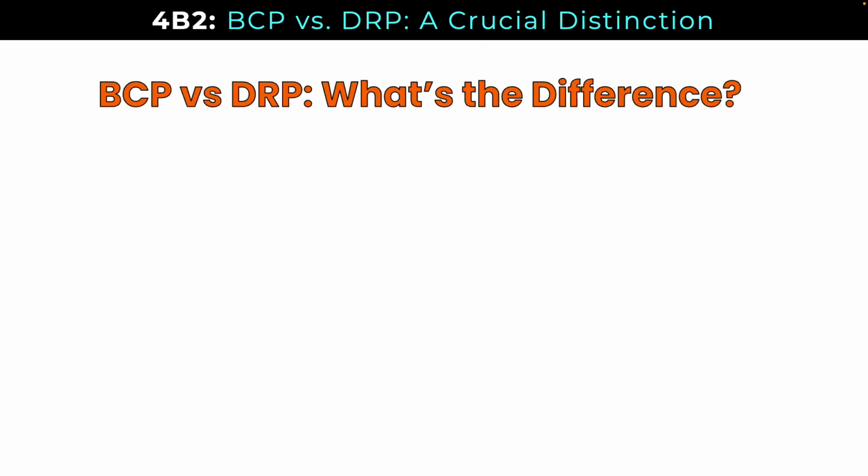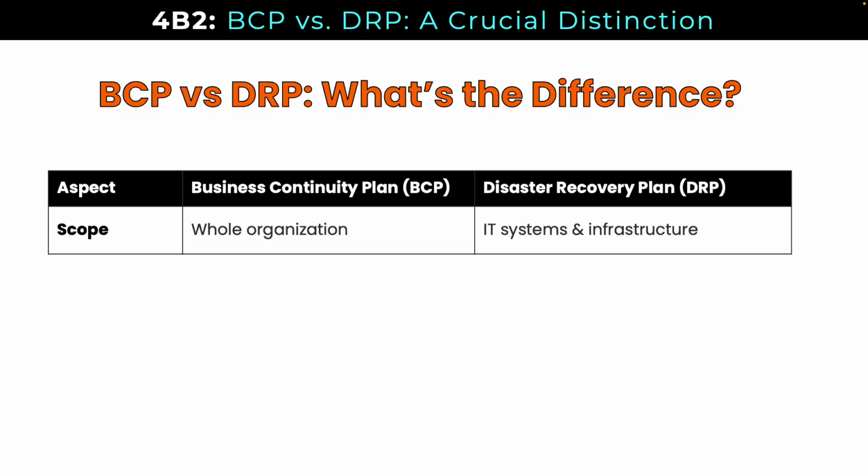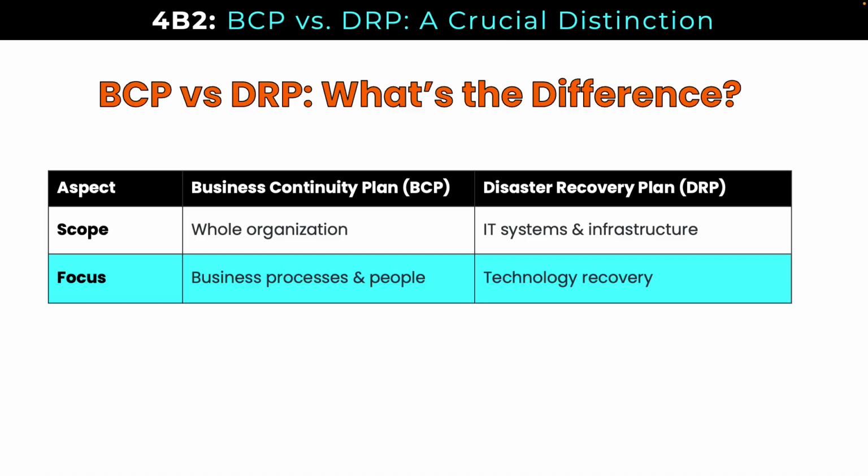So business continuity plan versus disaster recovery plan. What is the difference? We saw that the disaster recovery plan in our visual falls within the business continuity plan, right? So the business continuity plan focuses on the entire organization. IT systems and infrastructure are covered within the disaster recovery plan. So that's just the technology. So really the business continuity is focused on the larger business processes and people. The disaster recovery plan really focuses more on the systems that support the business processes and people.